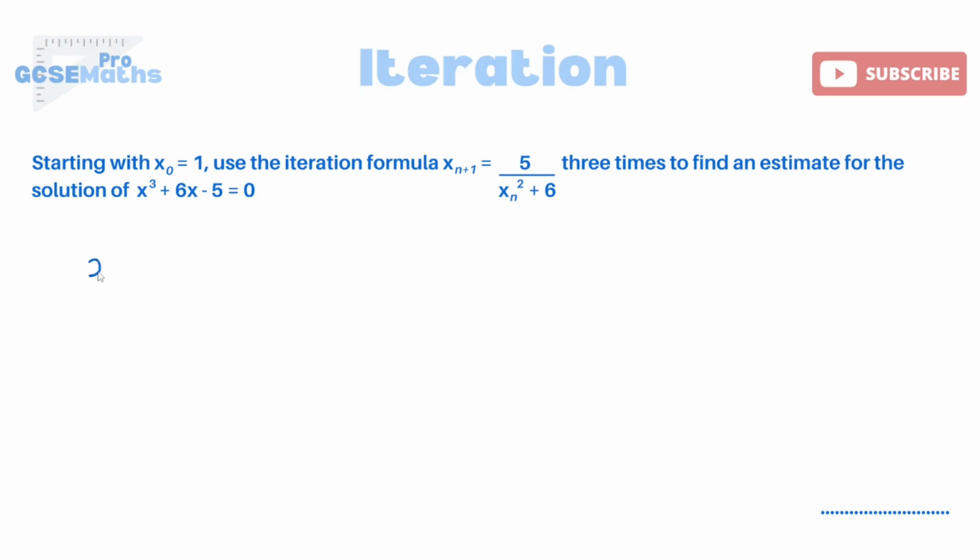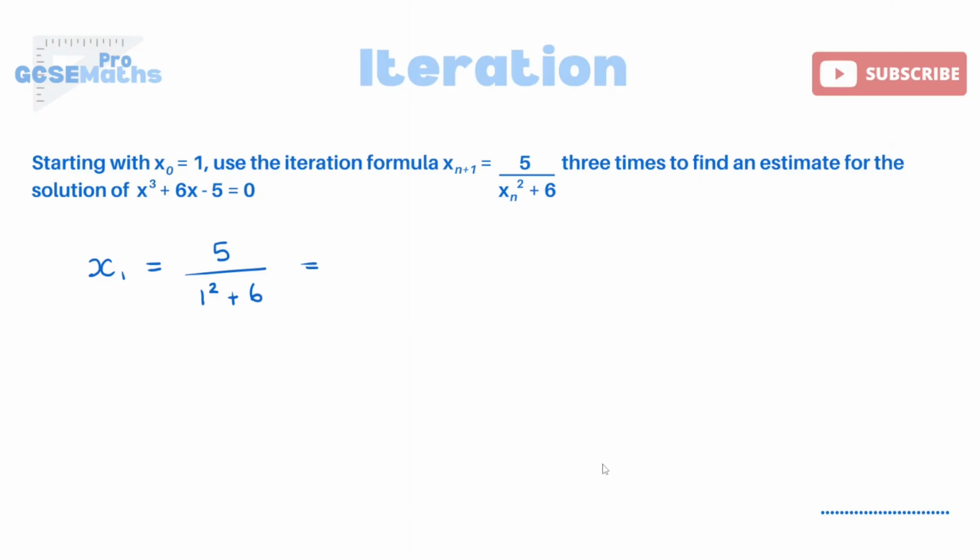So I do exactly the same as the previous question, just set out x1 is equal to, write out your formula, so obviously now it's a different formula, and substitute in the previous answer. So the previous answer, or the starting point, is 1, isn't it? So 1 squared plus 6. That's what I will start with in my calculator.